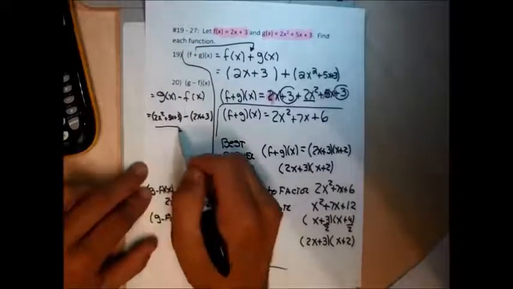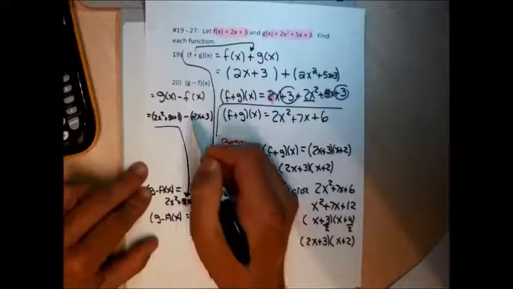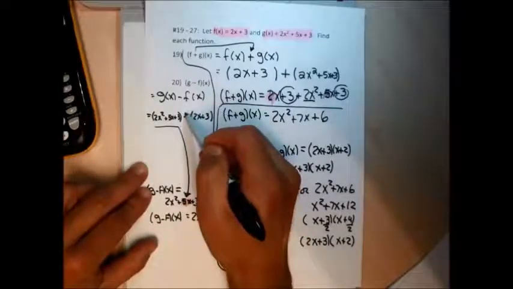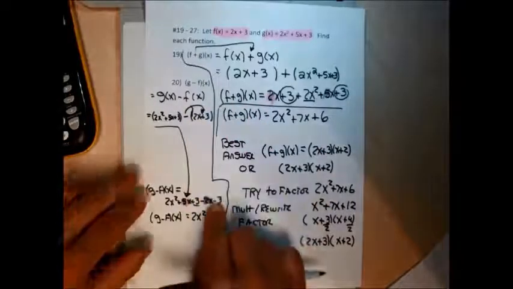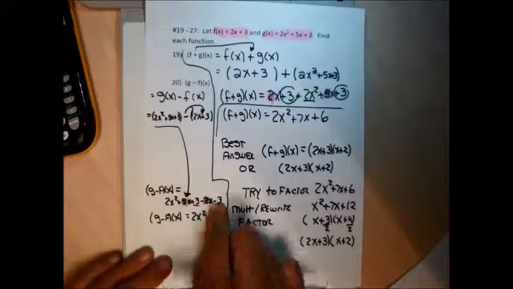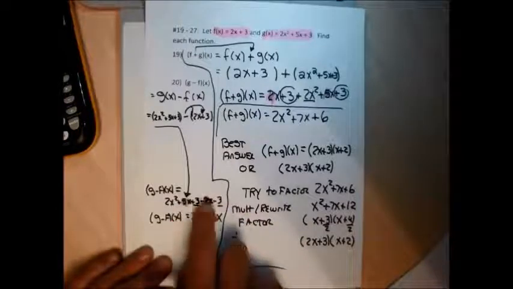The g parentheses I just dropped without any changing. The f parentheses, the minus attached to the 2x and flip the sign on the 3. That's why that 3 went negative. I combined like terms. 5x minus 2x gave me a 3x.